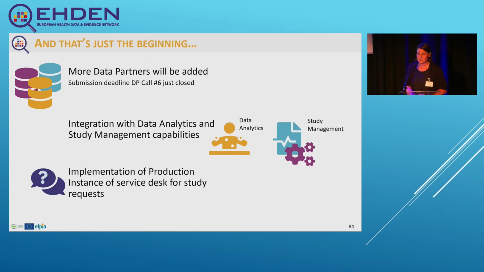Okay, and then as I said, that's just the beginning. So, of course, we're also going to encourage all the data partners to put their information into the data catalog. We will have all the databases converted to OMOP, so they will be findable in the network dashboards, and it's just going to be growing exponentially. And then we will also integrate the data analytics and the study management capabilities where we have the technology, but we still have to integrate it. And we also will implement the production instance of the service desk so that you can really request studies, for example. But I think we're at a really great point, and I'm really happy that we got this far already.